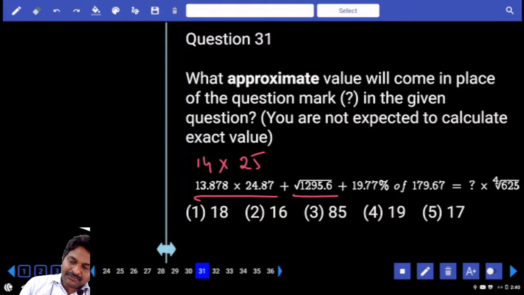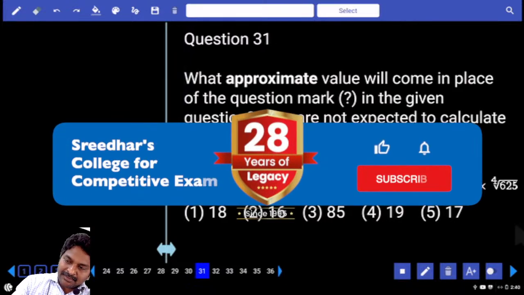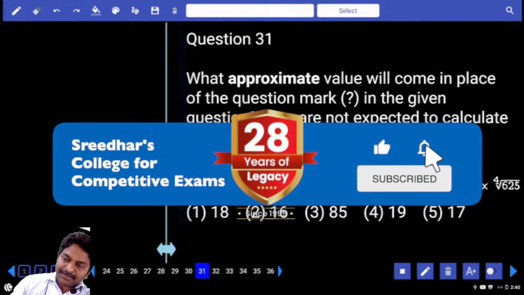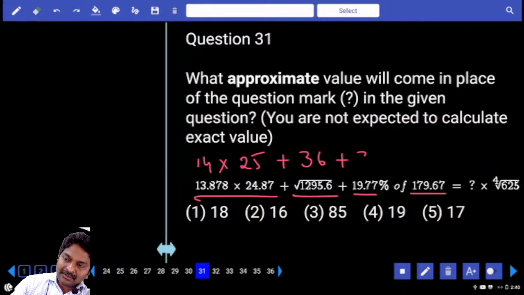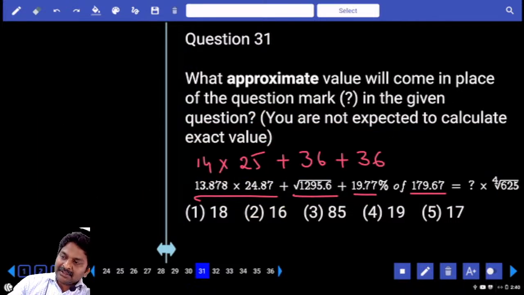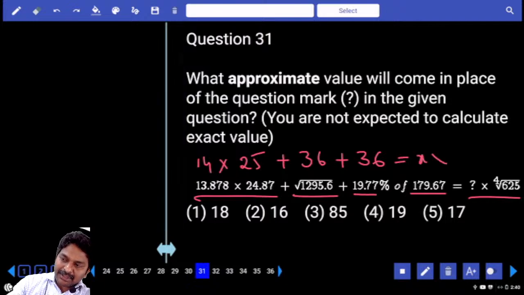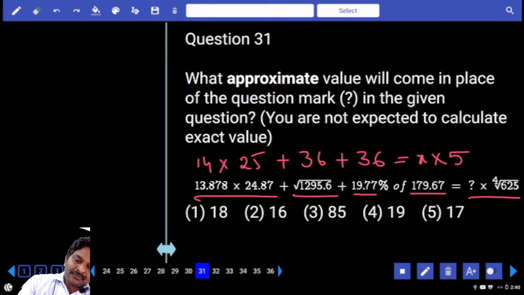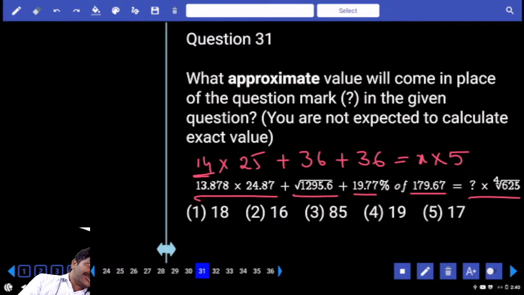25. Under root of 1296: 36 plus 20% of 180. 36. Right hand side is equal to x into 5. 14 times, in the sense 10 times plus 4 times only. 10 times of 25, 250. 4 times 100. Total 350.